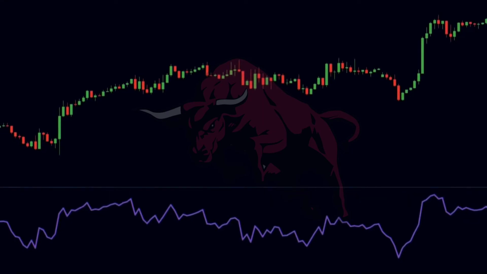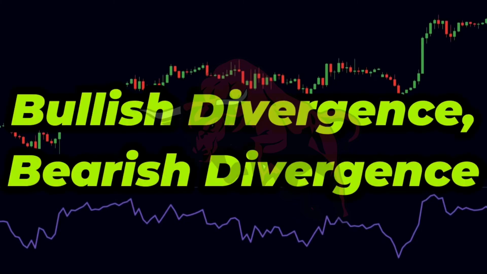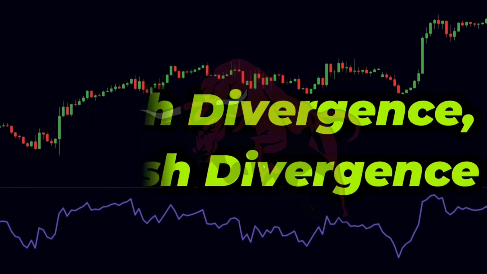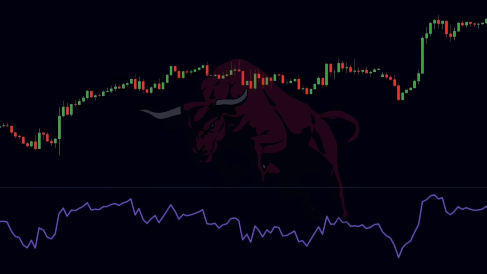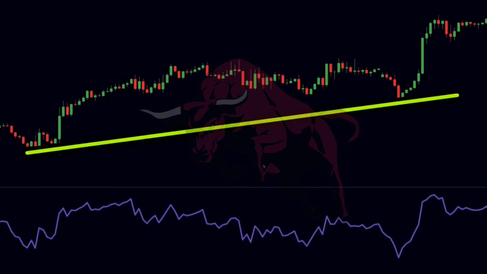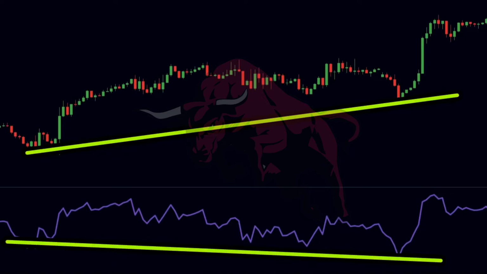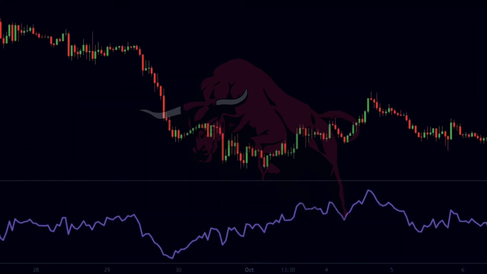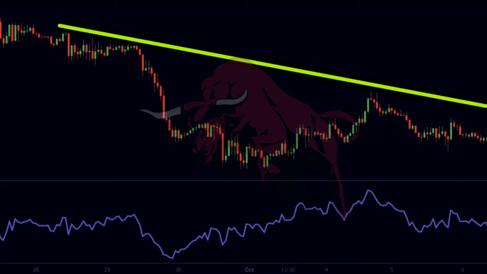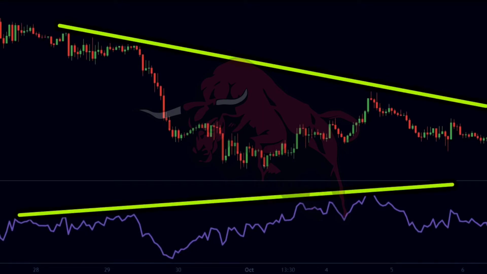The hidden divergence is also of two types: bullish hidden divergence and bearish hidden divergence. A bullish hidden divergence occurs when the price makes a higher low and the RSI makes a lower low. Similarly, a bearish hidden divergence occurs when the price makes a lower high, but the RSI makes a higher high.